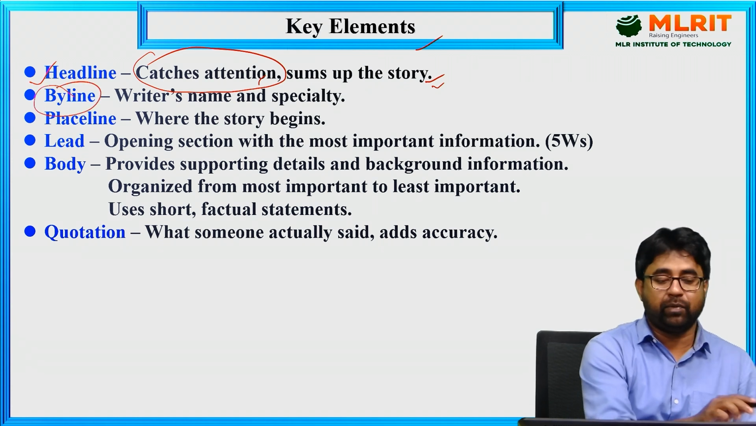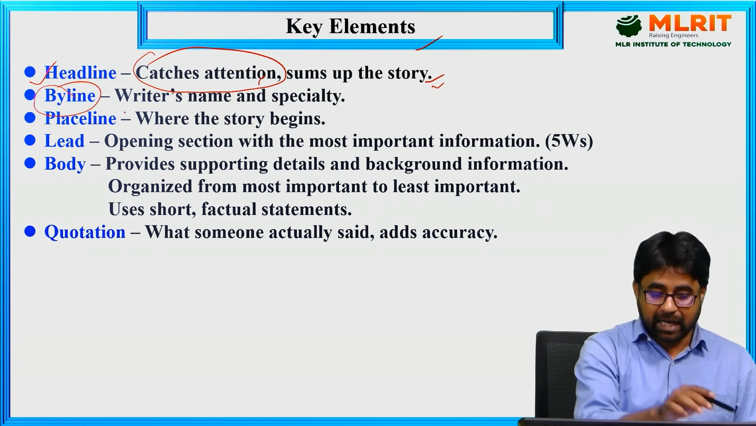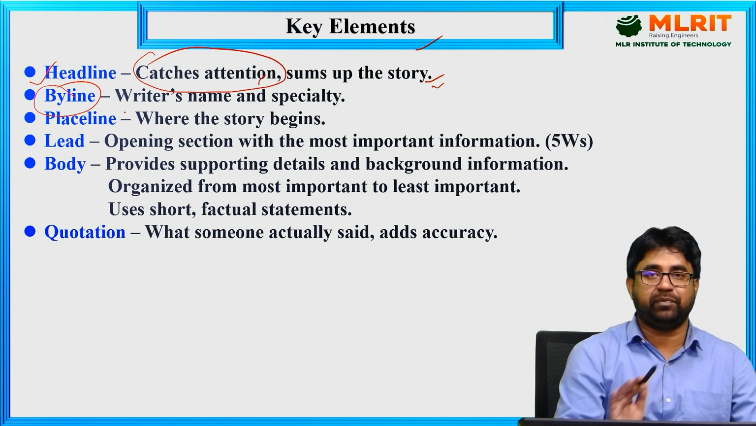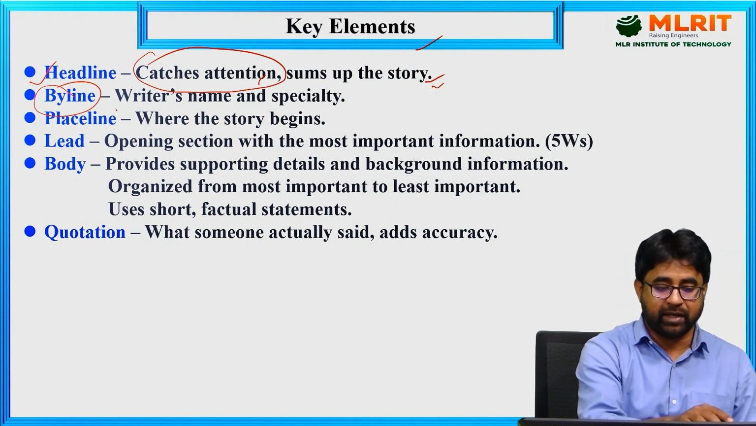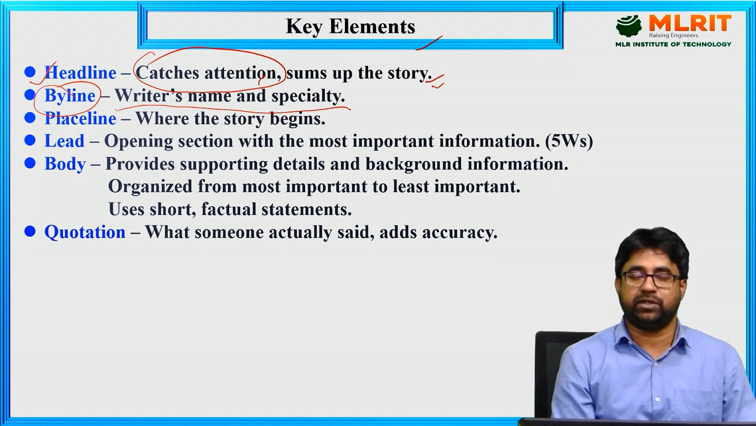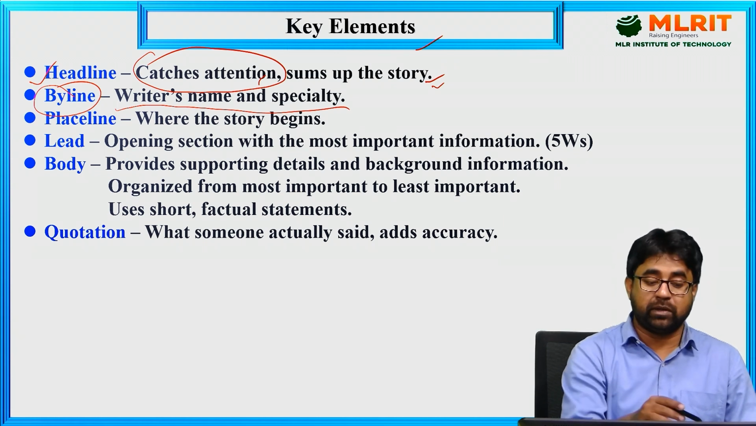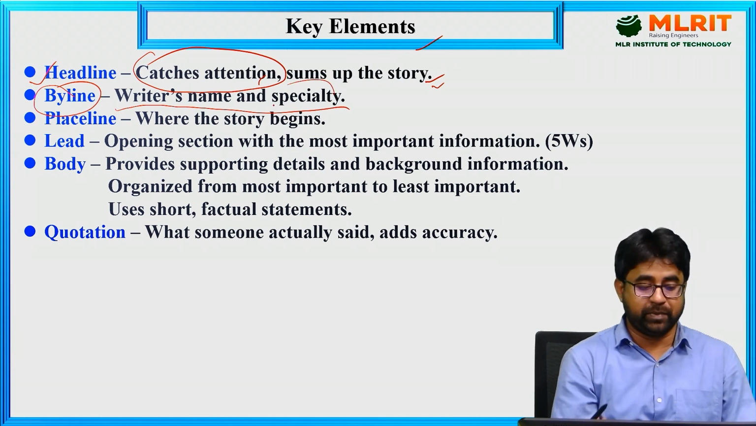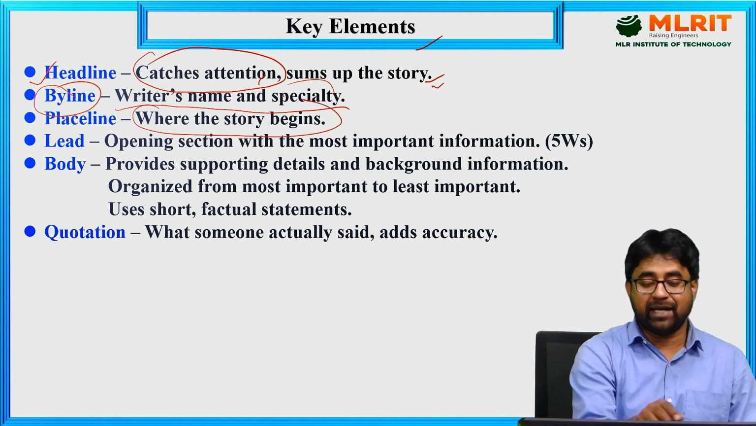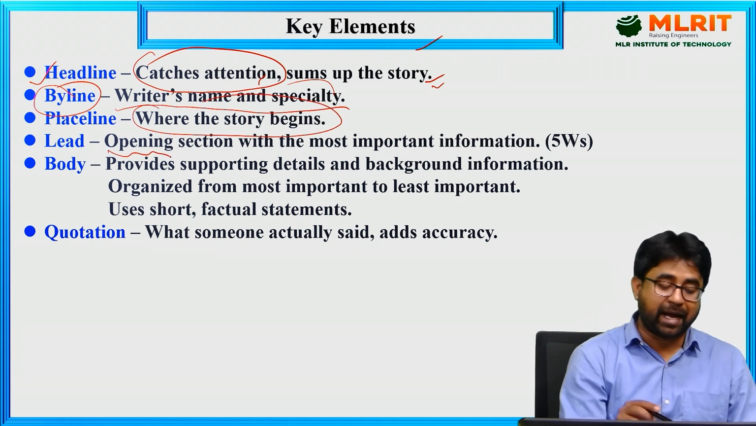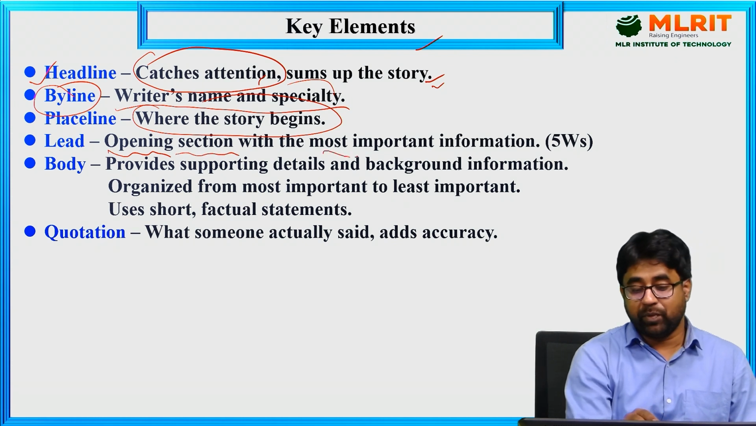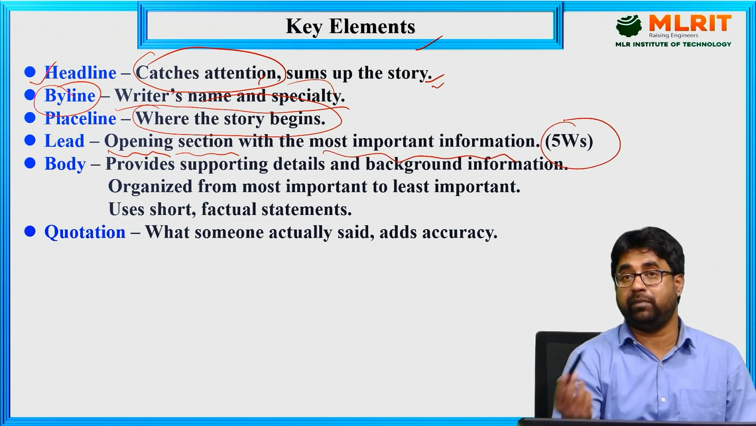Then the byline. What are you supposed to write in the byline? I would be talking about how to place these different components in the next slide, where a photo reference is included. You write the name and specialty. So the reporter's name and specialty should be included. The place line means where the story exactly begins, the place. And then the lead paragraph. In the lead paragraph, what do you do? It is the opening section with the most important information; you include the five W's.